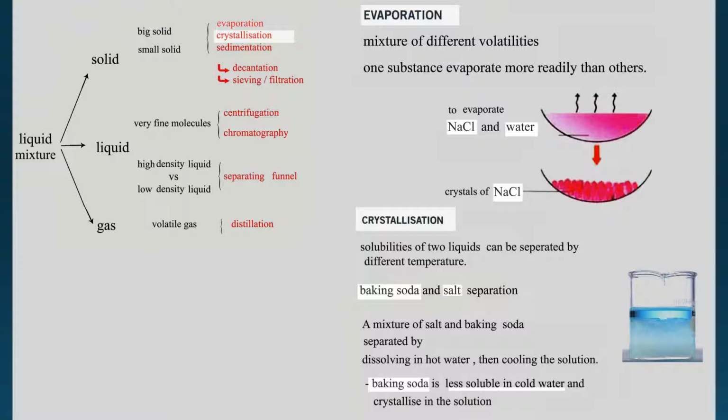If these two both can dissolve in hot water, you then start cooling it down. And you find that baking soda is less soluble in cold water than salty water. So once you lower the temperature, the baking soda will form into a solid, and it will crystallize out of the solution. And now one remains as liquid, but the other is a solid. And now you can separate it a lot easier.